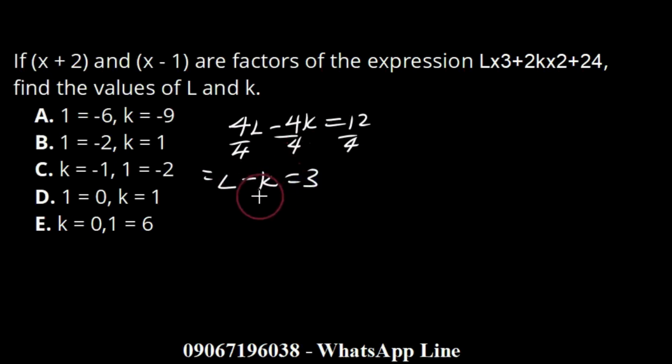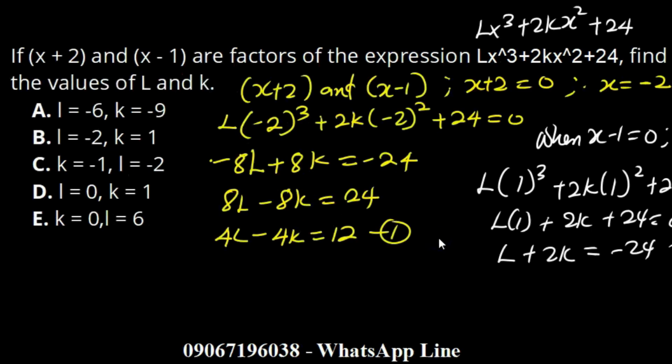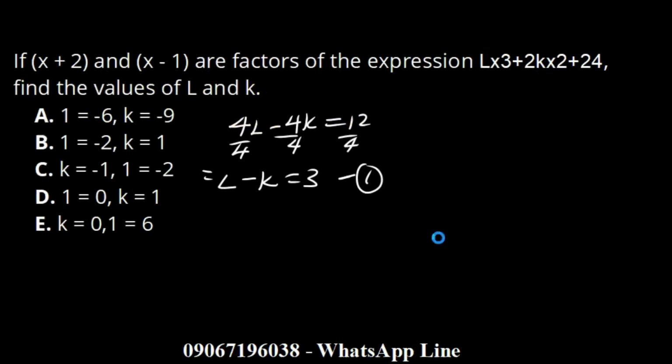All right, so we have this as 3. Now let's write our new equation. So this is equation 1 and equation 2. Equation 2 is going to give us L plus 2K equals minus 24. This is equation 2. So we could quickly solve this using the simultaneous equation elimination method, which is always quite faster.